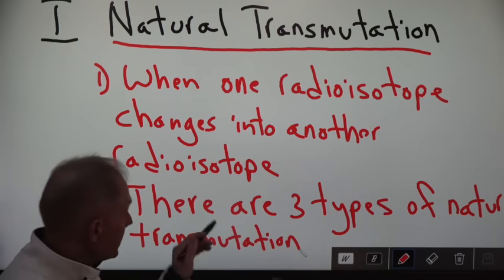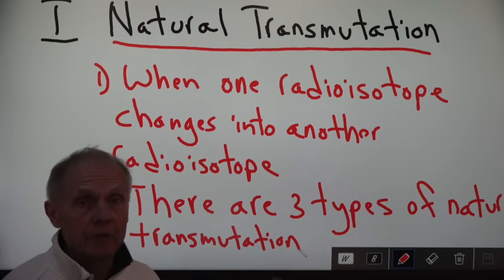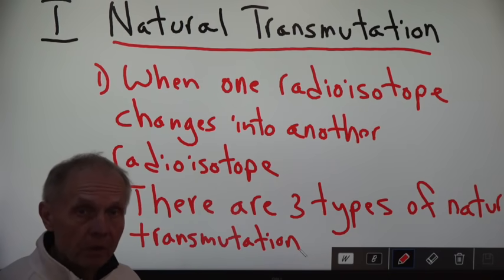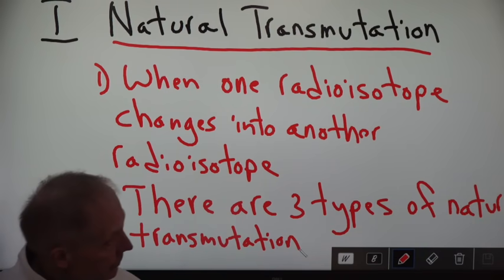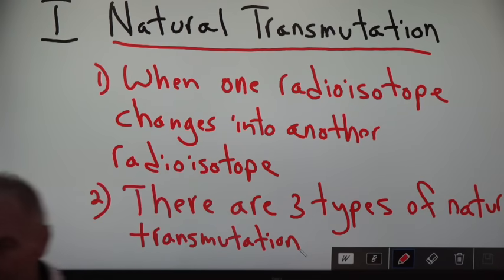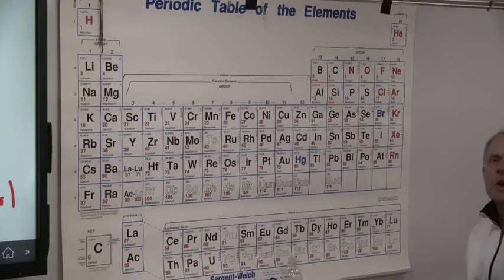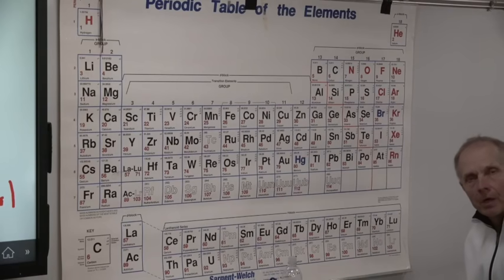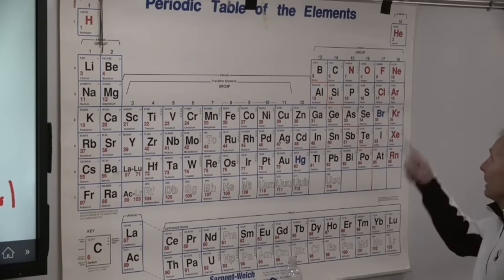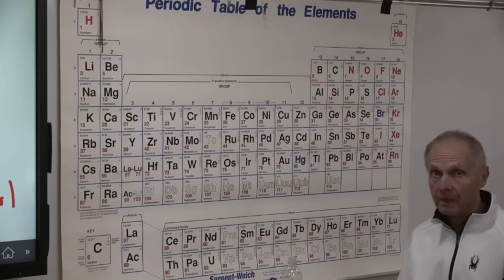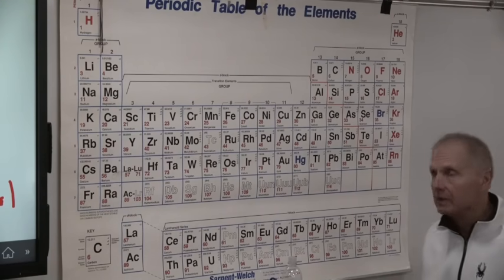before we do those 3 types of natural transmutation, we have to talk about the periodic table. And I'm going to just shoot the video over to the periodic table. Don't forget, the periodic table is arranged in order of increasing atomic number, which means it goes by the number of protons. Now remember, a proton's positive. And the deal is this.